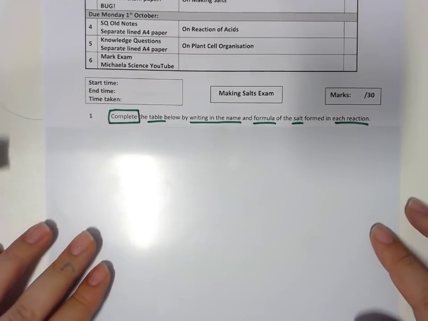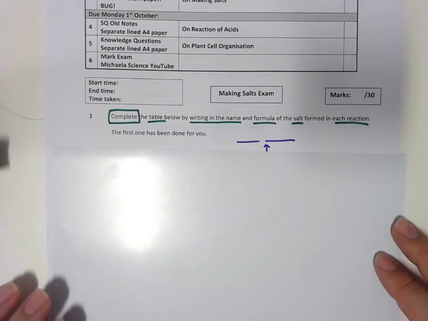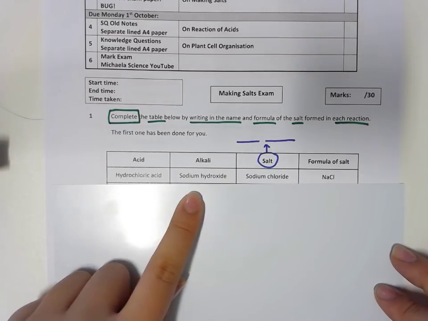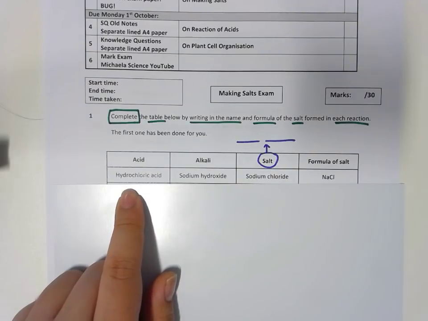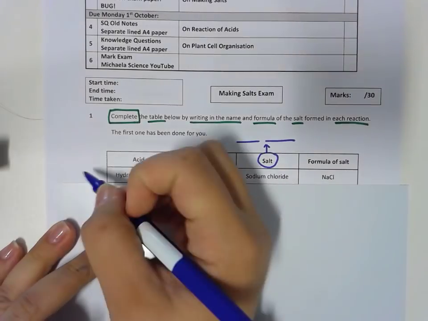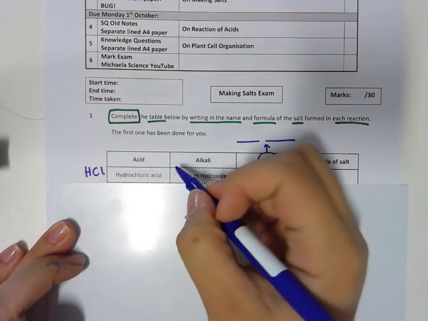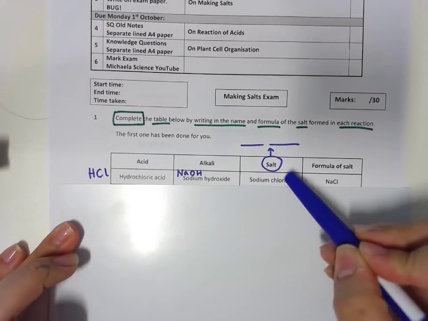So the first question says, complete the table by writing the name and the formula of the salt for each reaction. The first one's been done for you. So here you have acids and alkalis, and this makes a salt. The acid here is hydrochloric acid, and we can write the formula next to it as HCl. We have sodium hydroxide, NaOH, and this makes the salt sodium chloride.